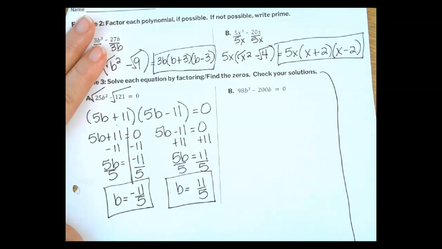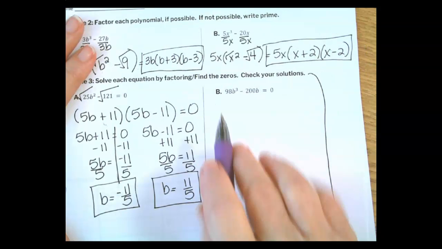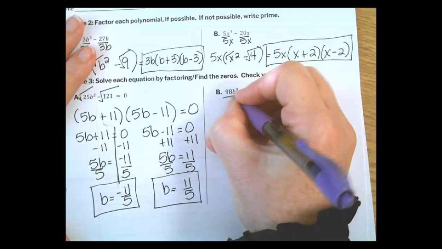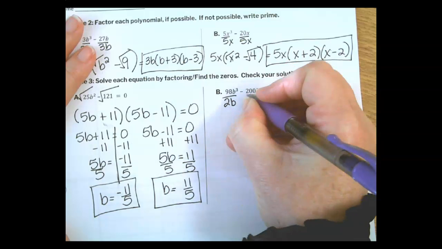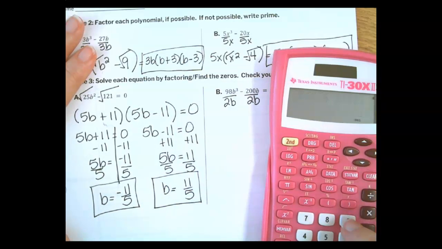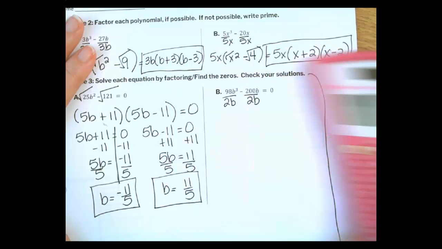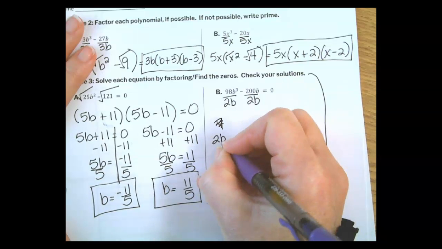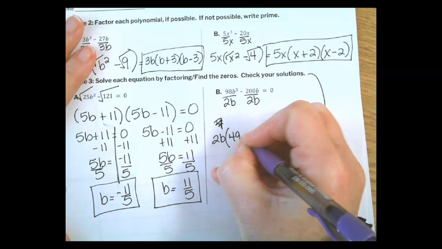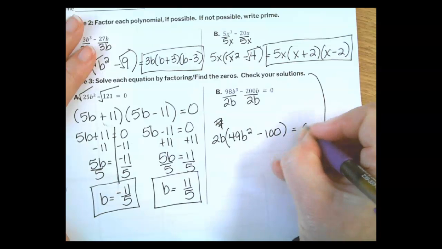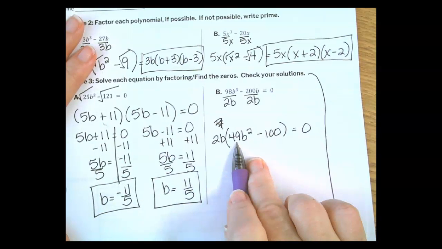This one looks like it's a little more complicated. First of all, they're not perfect squares, but is there something I can take out of here, like a GCF? And the answer is yes, it's just 2b. Both of them can be divided by 2. So 48 divided by 2, just want to double check I'm right. 98 divided by 2 is 49. Oops, I don't want to do that. I need to bring my 2b out. And then put my 49b squared minus 100 equals 0. Now I have a perfect square.